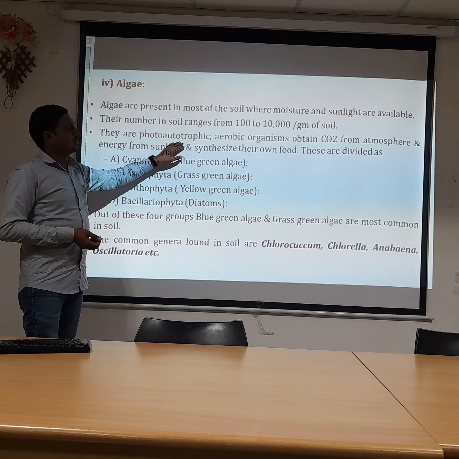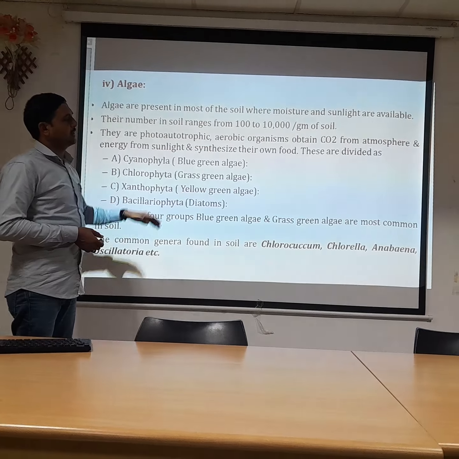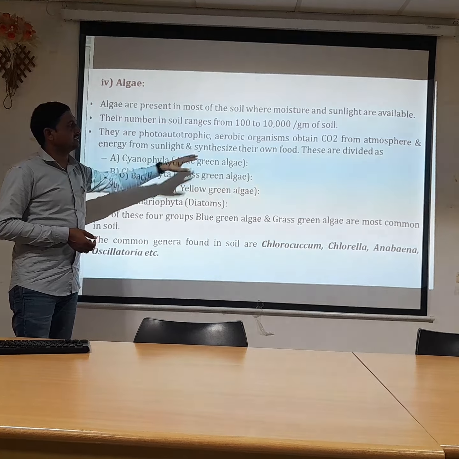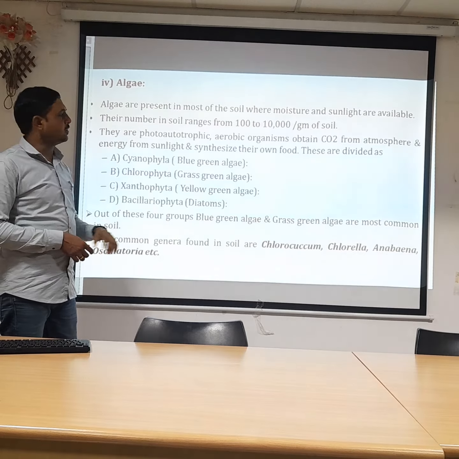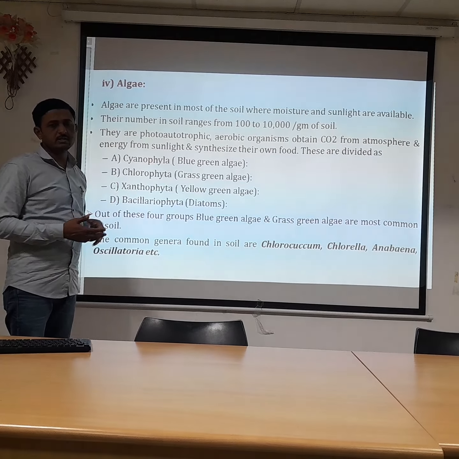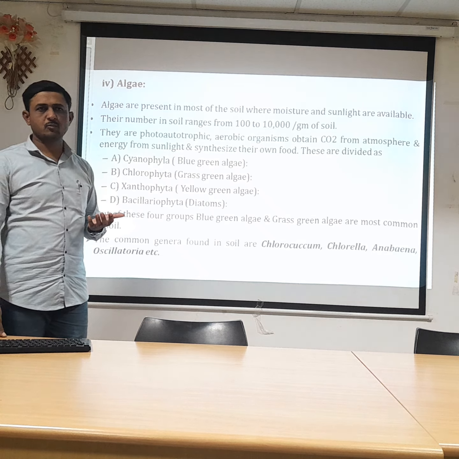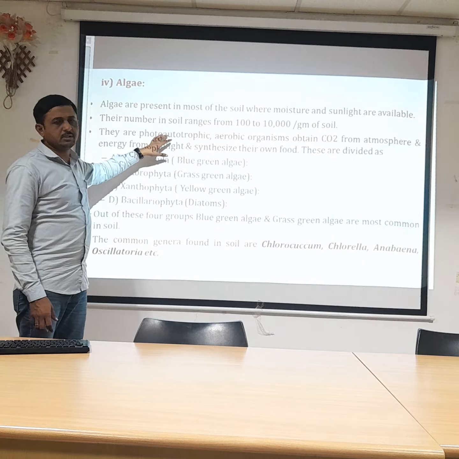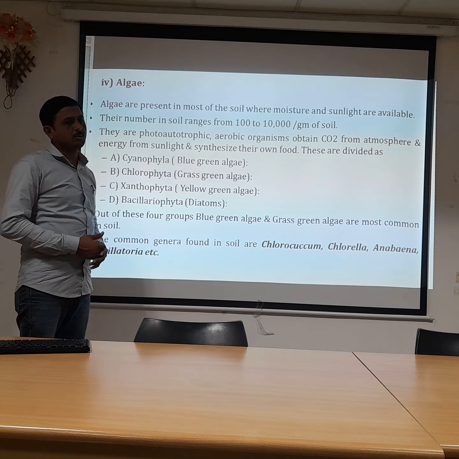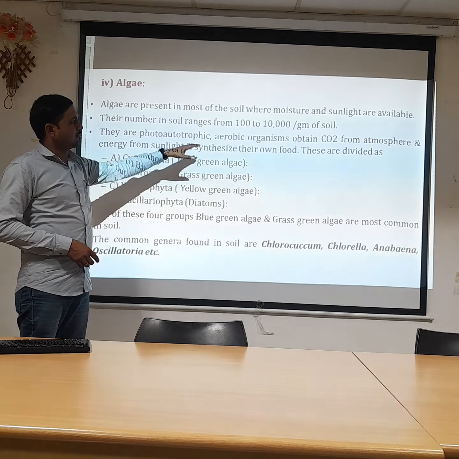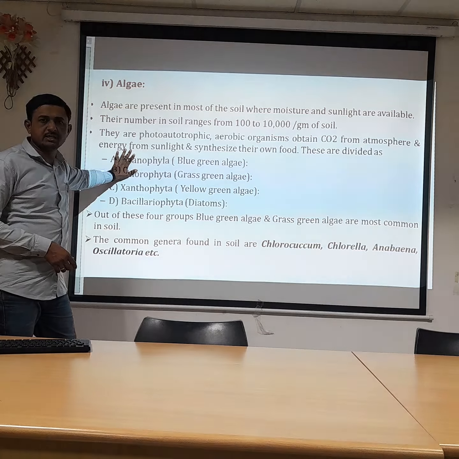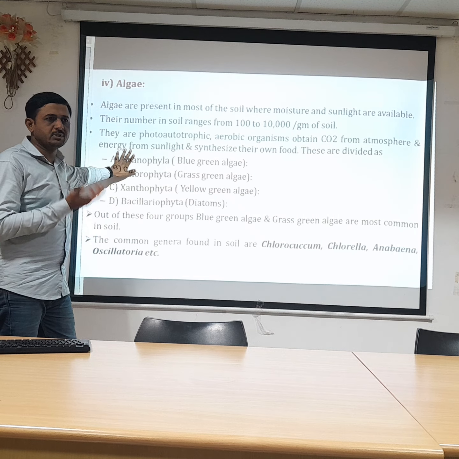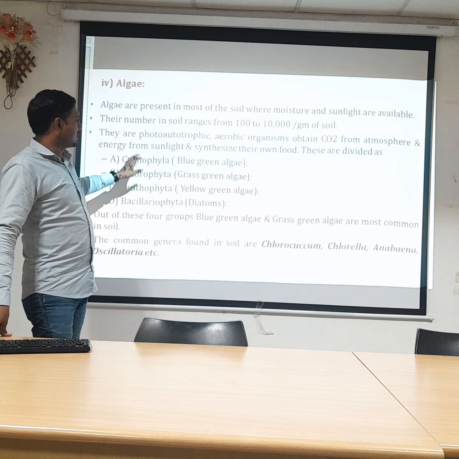They are photoautotrophic aerobic organisms, obtaining carbon dioxide from the atmosphere and energy from sunlight and synthesizing their own food. They contain chlorophyll pigment and carry out photosynthesis. So they are photoautotrophic: they acquire carbon dioxide, the source of carbon, from the atmosphere and energy from sunlight, make their own food, and carry out their own life cycle.